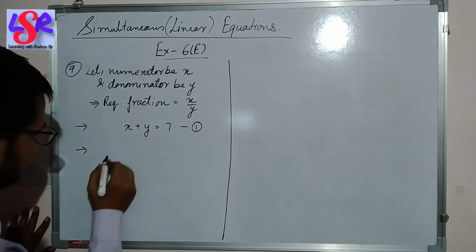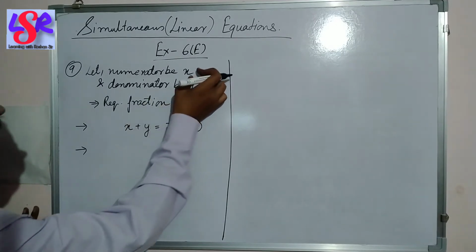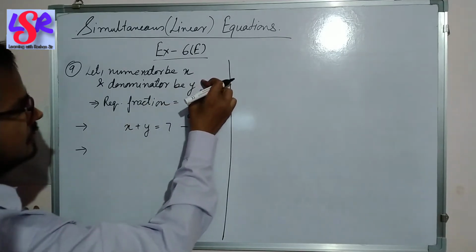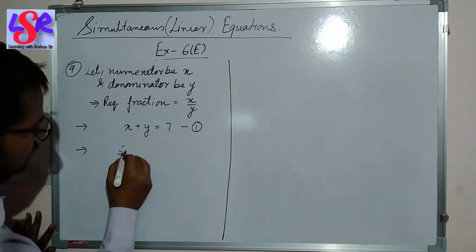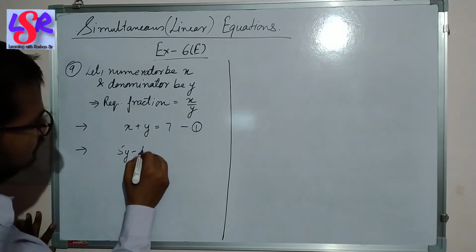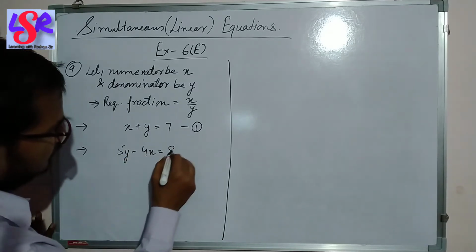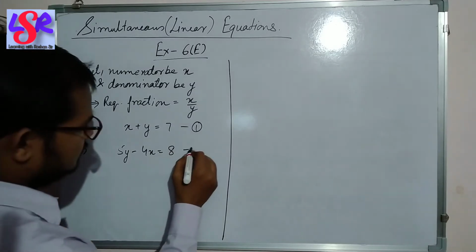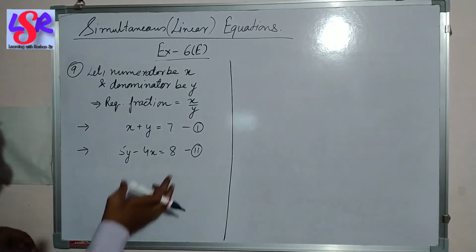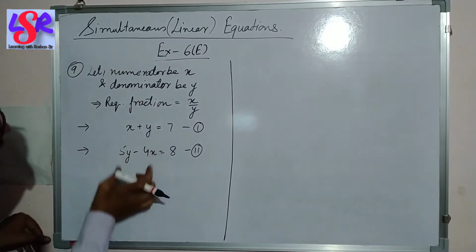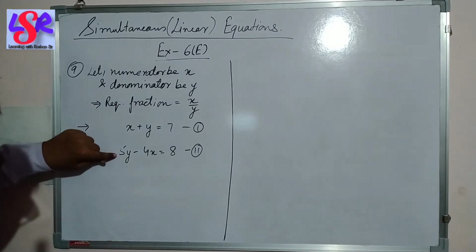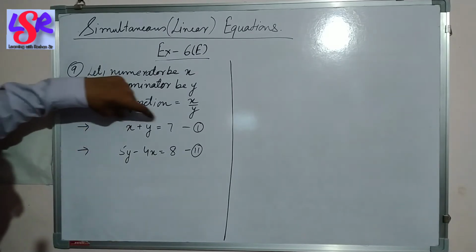Now for the second one, 4 times the numerator is 8 less than 5 times the denominator, that is 5y minus 4x equals 8, and this is your second equation. Now we are going to equate the coefficient of either x or y. So if we equate the coefficient of y, we have to multiply this whole equation by 5.